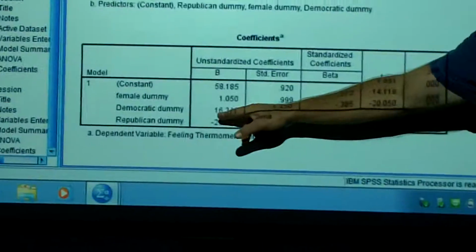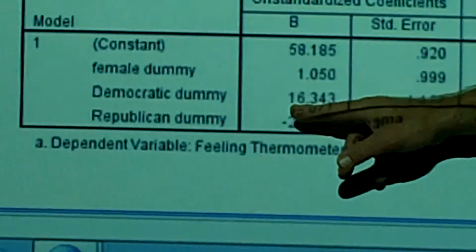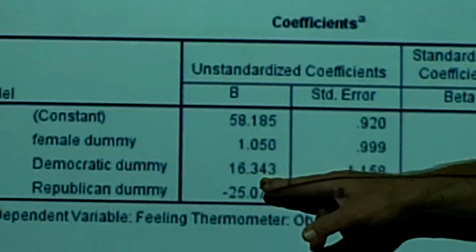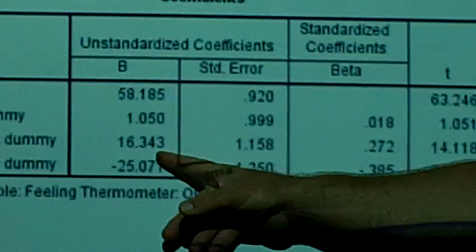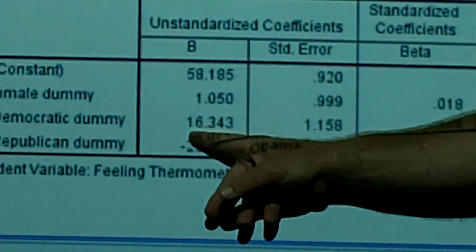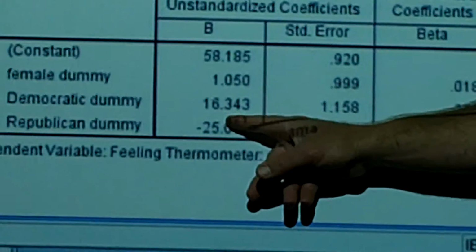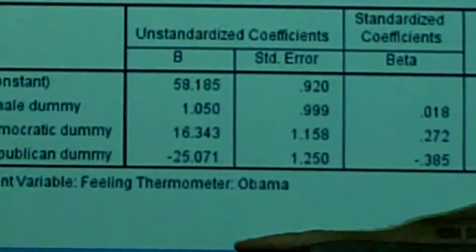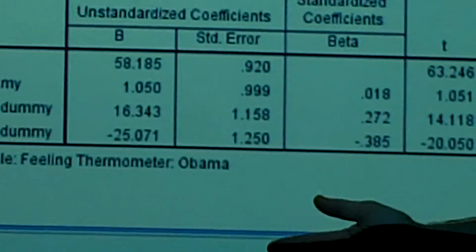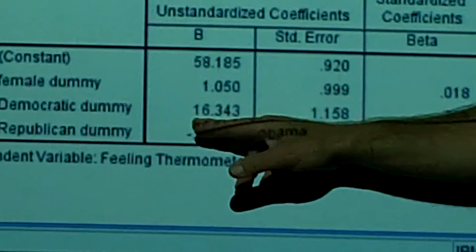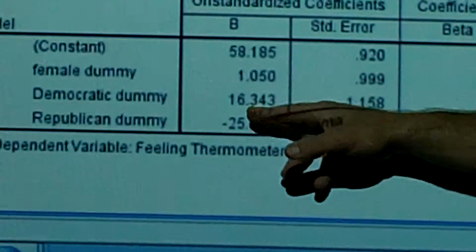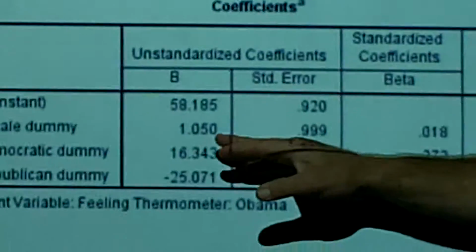We can see that being a Democrat, this coefficient turns on, if you will. You get a 1 if you're a Democrat. This gives you a 16-point boost, 16.343, in your Obama feeling thermometer scores. That's compared to the excluded category. Who is the excluded category? Independents. So with the Democrat dummy, you have a 16-point boost.